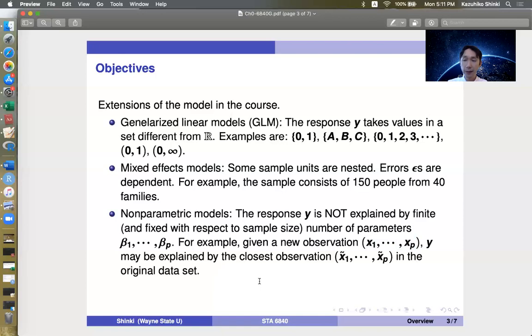So that is not expressed by a simple model with a finite and fixed number of parameters. In such a case, we have to use a different strategy. So if we have time, we will discuss this model.